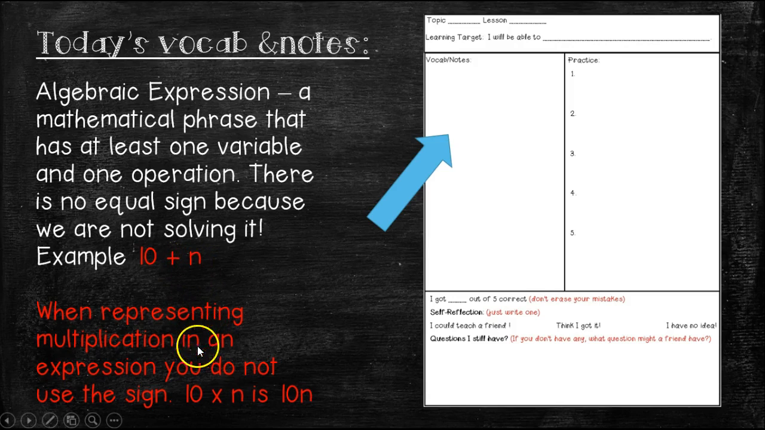When representing multiplication in an expression, you don't use the multiplication sign. 10 times n looks like 10xn, and that gets confusing. So now that you're a big kid, to represent multiplication, you would just do 10 and the variable. People just know and understand that there is a multiplication sign when you see that.